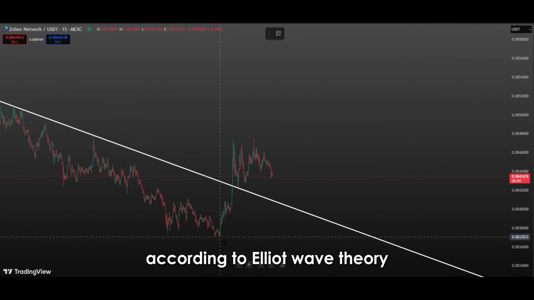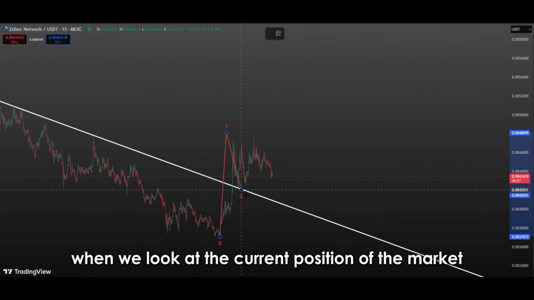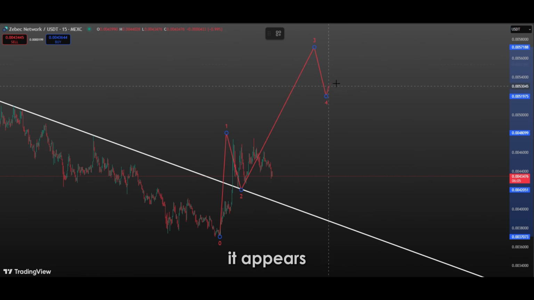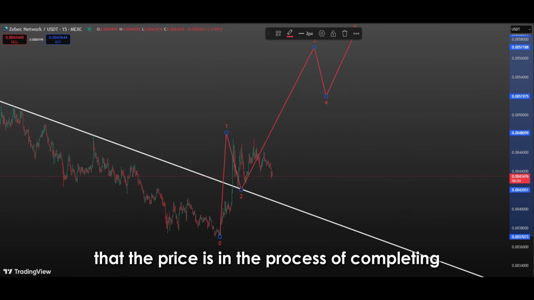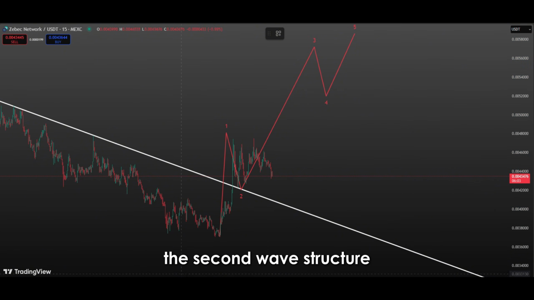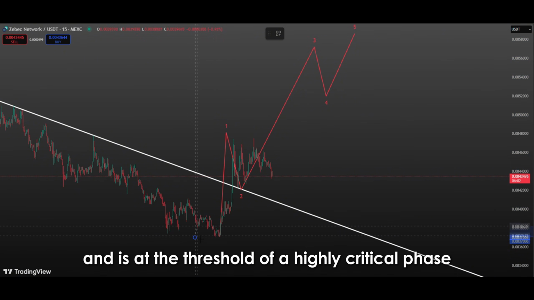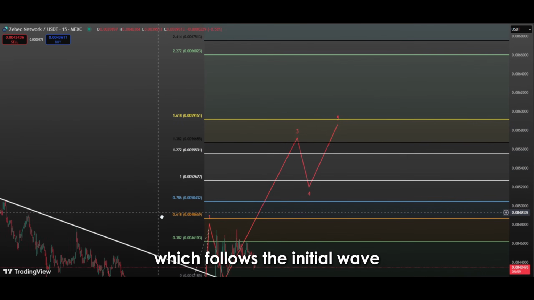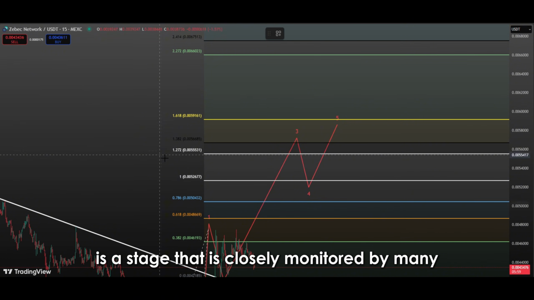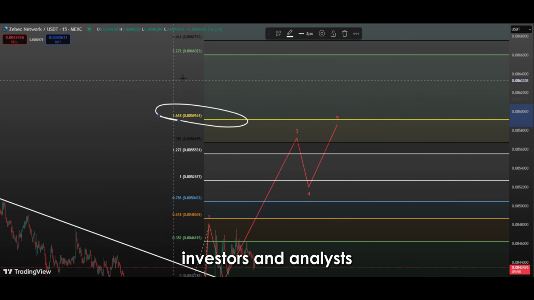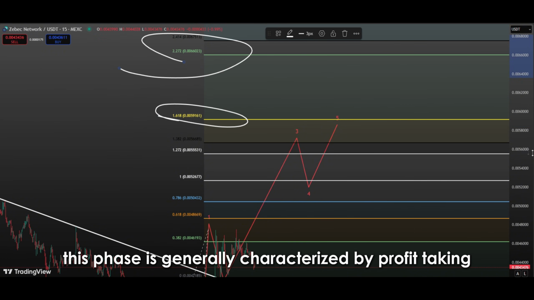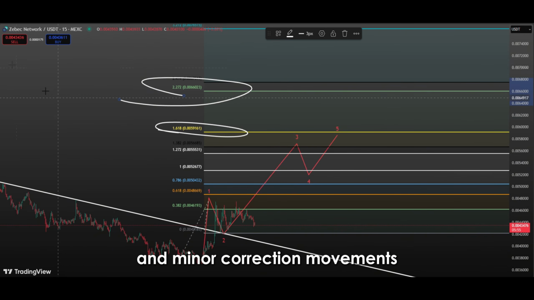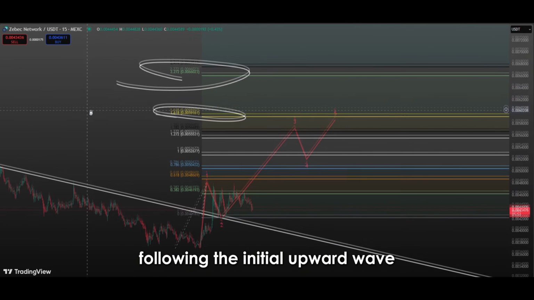Stay tuned. According to Elliott wave theory, when we look at the current position of the market, it appears that the price is in the process of completing the second wave structure and is at the threshold of a highly critical phase. This corrective second wave, which follows the initial wave, is a stage that is closely monitored by many investors and analysts. This phase is generally characterized by profit-taking and minor correction movements following the initial upward wave.